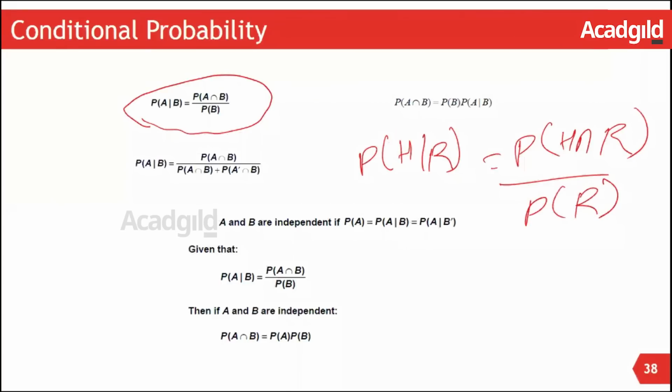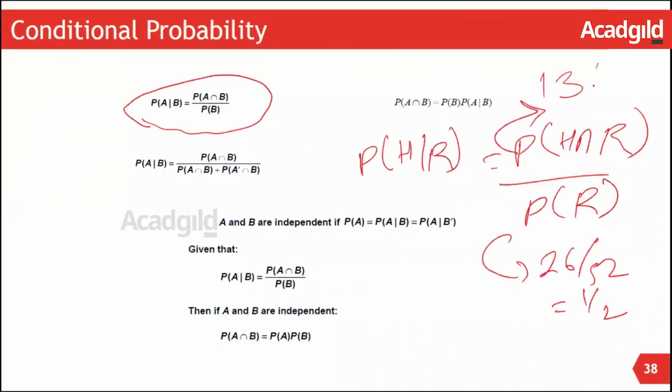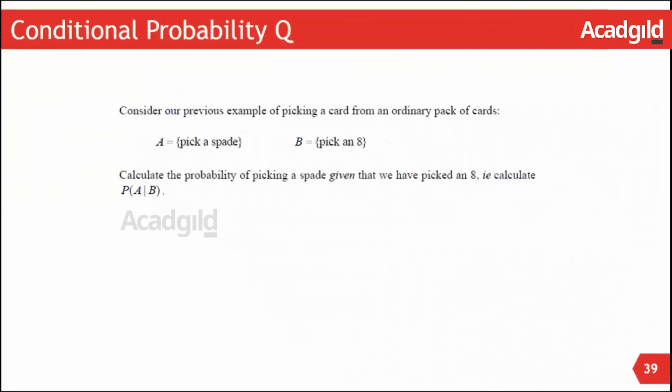So what's the probability of red? I pick up a card at random. What is the probability that it's a red card? It is 26 out of 52, equal to half. The other question is, I pick up a card at random. What is the probability that it's both heart and red? That is 13 out of 52, because there are 13 cards which are heart and all of them are red. So equal to 1 out of 4.